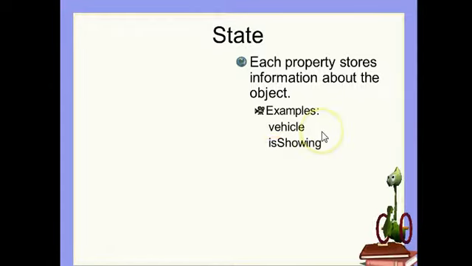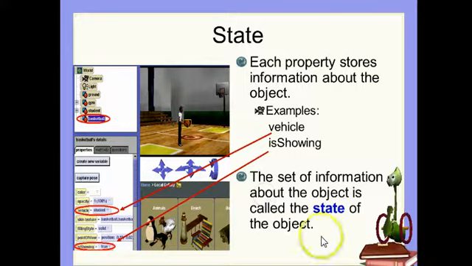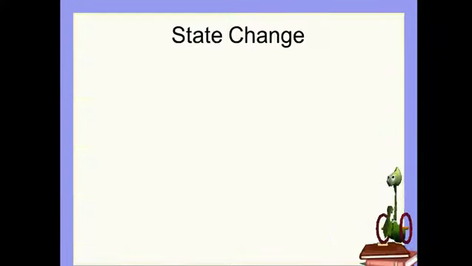And you've played with this a little bit, the vehicle and the is showing. And you know that it's down here under the Properties tab. See, there it is. Okay, but this is a new phrasing. The set of information about an object is called the state of the object. You've possibly heard of the State of the Union address that the president gives. It lets the country know what kind of state the country is in. And this is sort of the same idea, a little bit less public, is that we talk about the state of the object, and when we're doing that, we're talking about the properties.